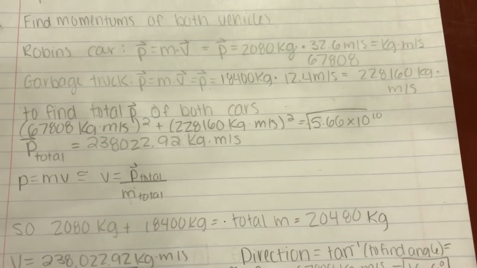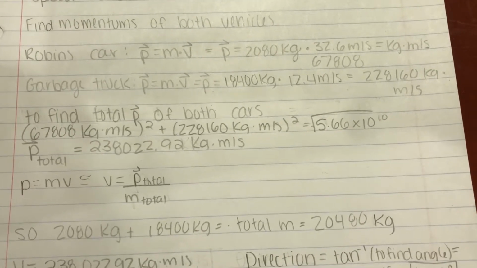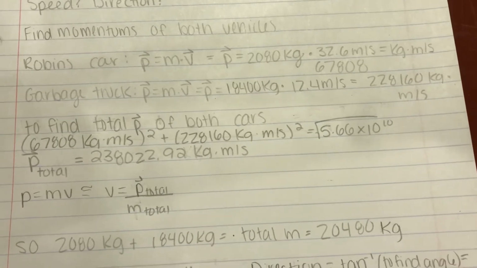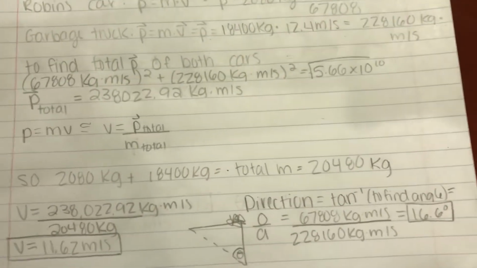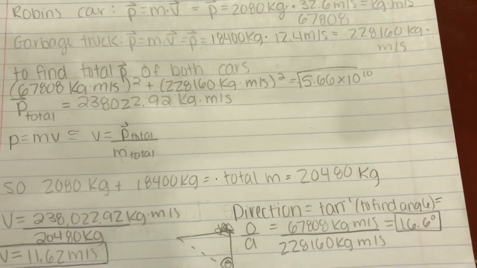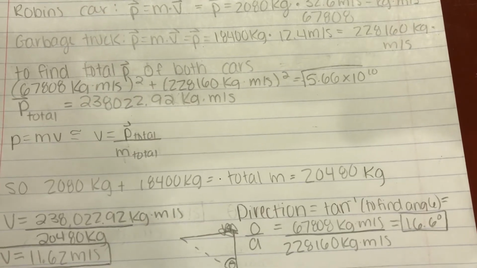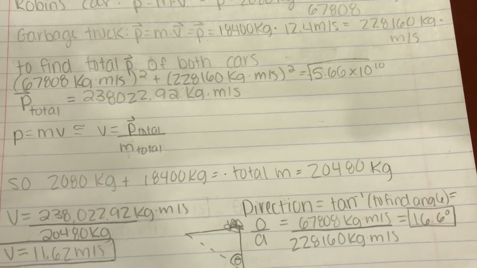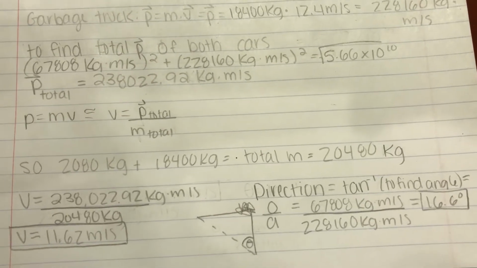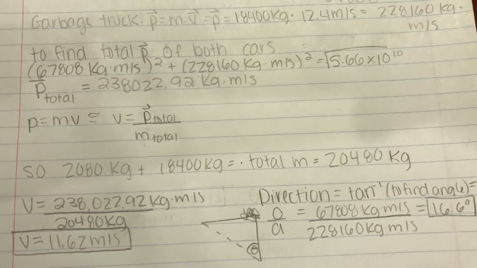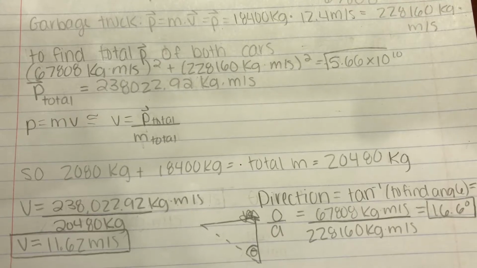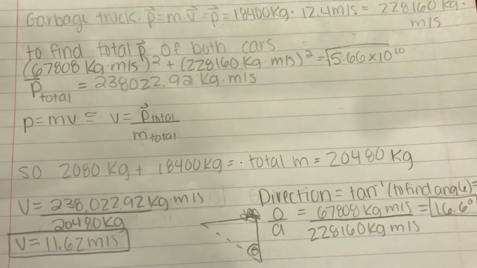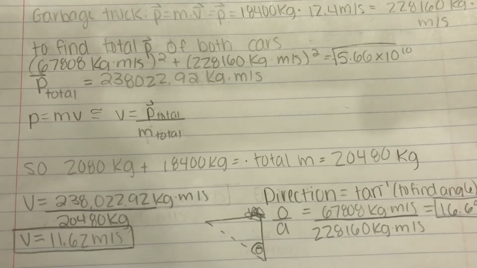Now we want to manipulate the same equation to get velocity equals the total momentum over the total mass. So we're going to add our masses together, the mass of Robin's car and the mass of the garbage truck, and get a total of 20,480 kilograms. Now to find the velocity, we take the total momentum that we just found using the Pythagorean theorem divided by the total mass to get a velocity of 11.62 meters per second.